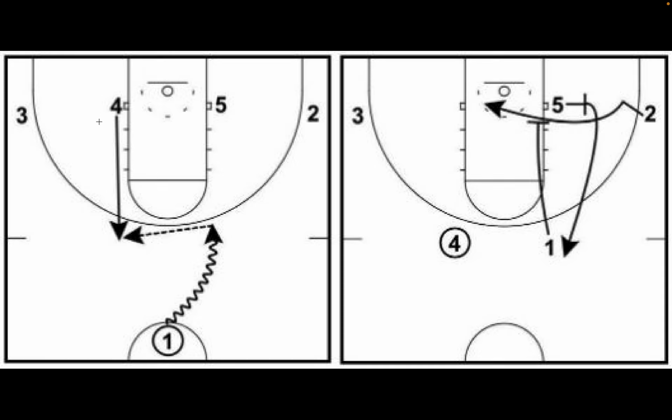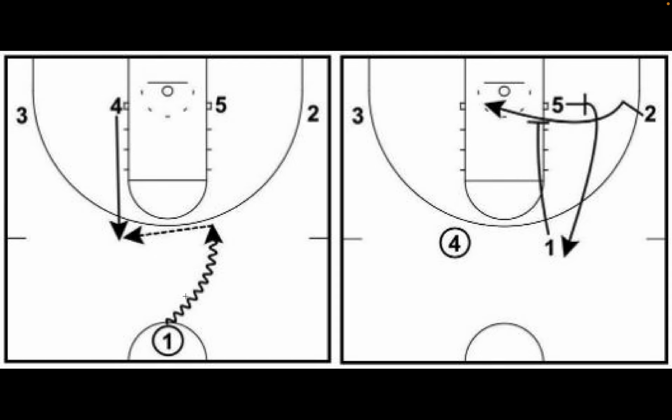To trigger it, there is some sort of ball reversal. In this case, the diagram shows 1 passing to 4, can be guard to guard, can be big to big, and then there's a baseline screen. 5 in this case is screening for 2, and 2 will enter in the open space, and then the other player at the top will set a pin down screen to clean up the original screener. So we've got a screen the screener action here.